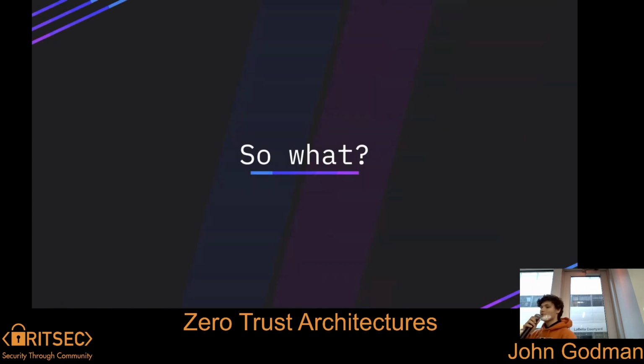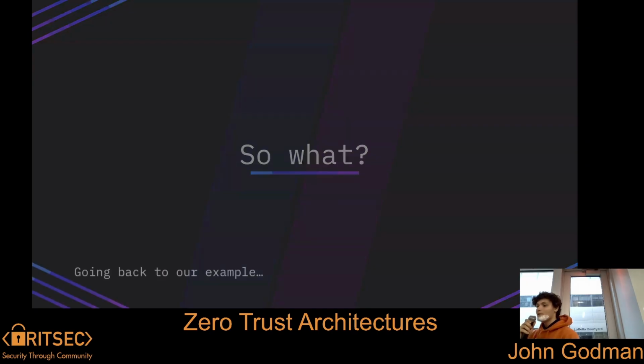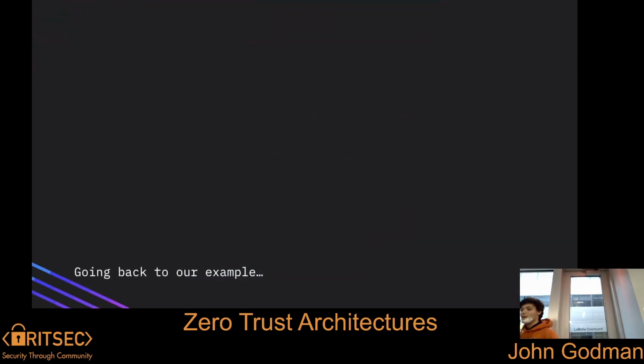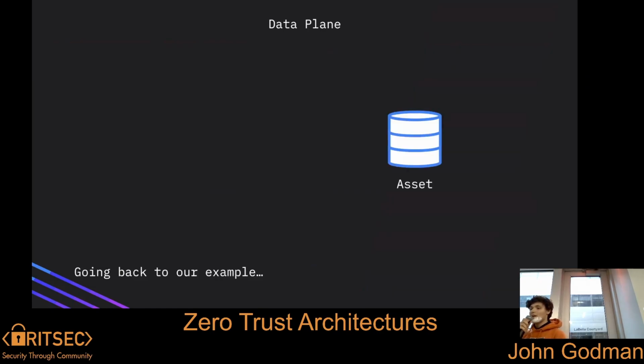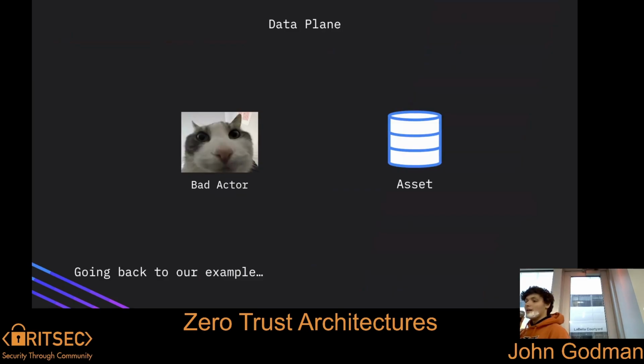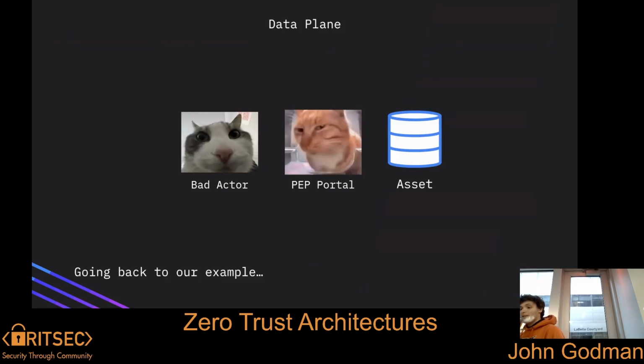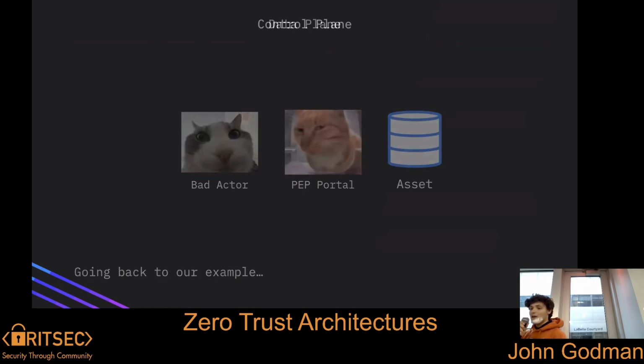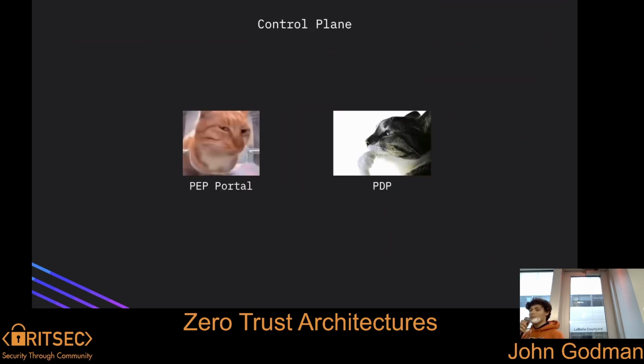All right, so we've got our zero trust components deployed in our environment. Well, what does this actually mean? Well, let's go back to our earlier perimeter example, this time with the ZTA components in place. So if we have our asset in the data plane here, and our bad actor comes up wanting access, they're going to be stopped by our PEP. Let's say for this example, it's a portal configuration, so the subject will ask the PEP for access to our asset and present relevant information about the request. Our PEP will then go to our PDP and provide it with all the information it has about the request.